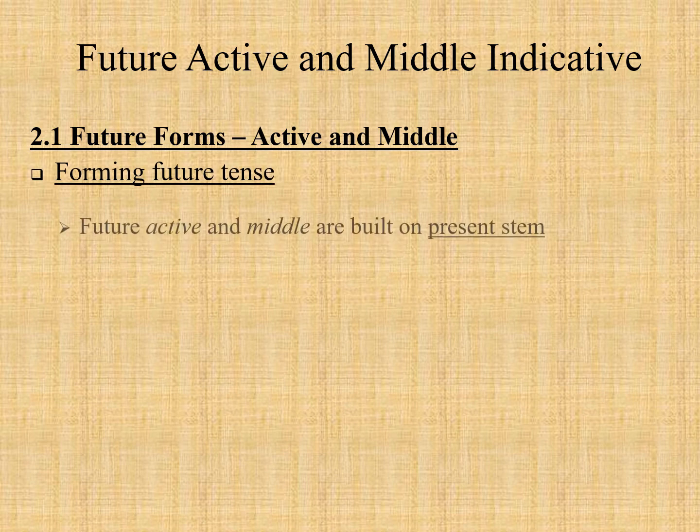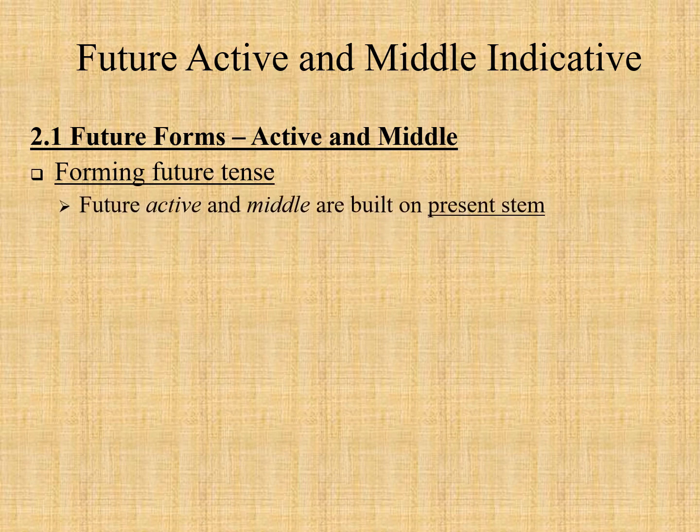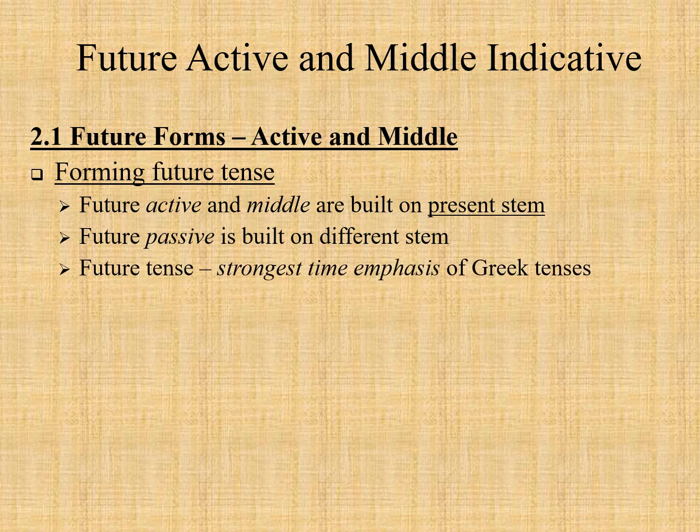So forming the future active and middle, they're both built on the present stem. However, the future passive, which we will be looking at later in a different section, is built on a different stem. So that's why we're not looking at it right now. And the future tense in general has the strongest time emphasis of all the Greek tenses. So let's look at the basic pattern, the basic idea.